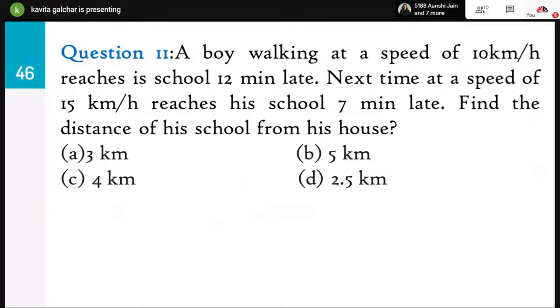See the next example. A boy walking at a speed of 10 km per hour reaches his school 12 minutes late. Next time, at the speed of 15 km per hour, he reaches his school 7 minutes late. Find the distance of his school from the house. I need to calculate the distance.